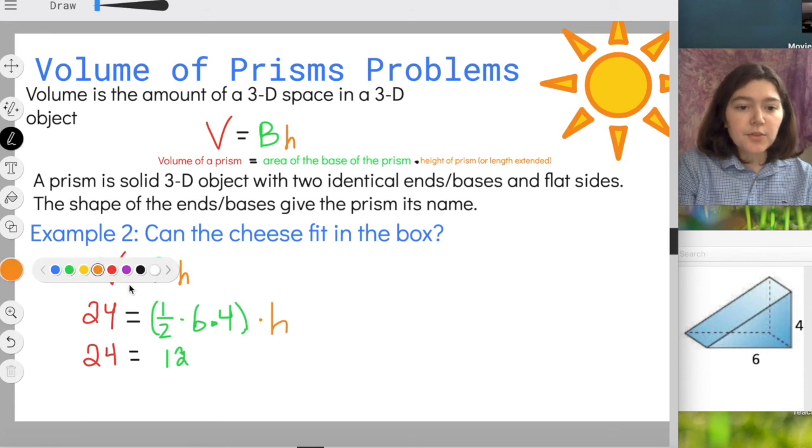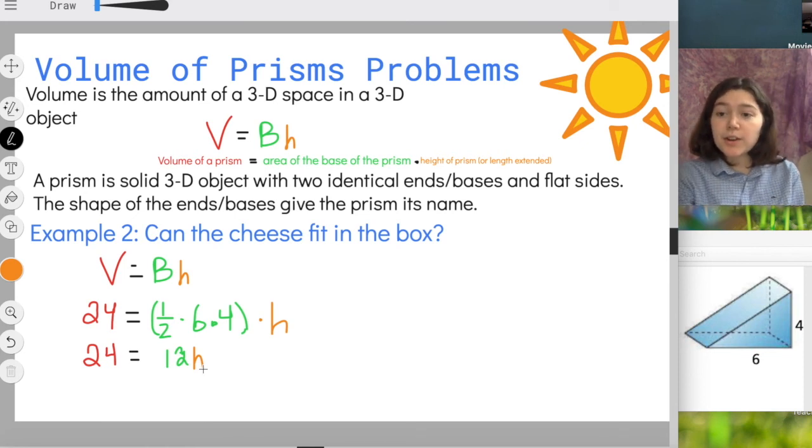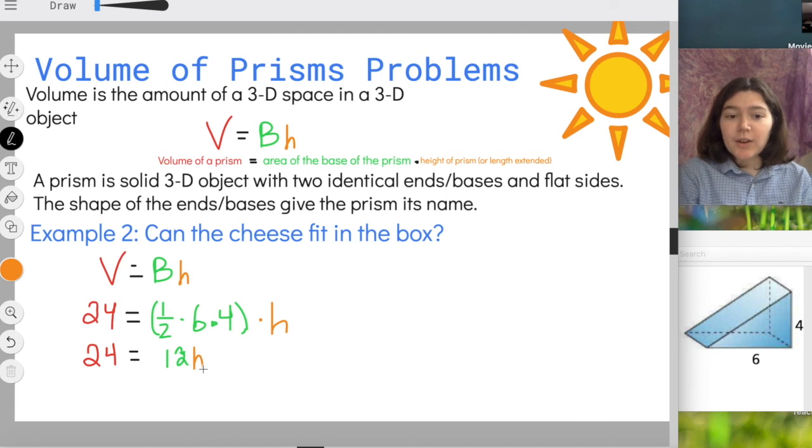And then that 12 is getting multiplied by my height. Because to find the volume, I multiply the area of the base, which is 12, times the height, which is what I'm trying to figure out. So now I have an equation, a one-step equation involving multiplication. Just like always, I'm going to ask myself, what is currently happening to my variable? What is currently happening to h? H is being multiplied by 12.